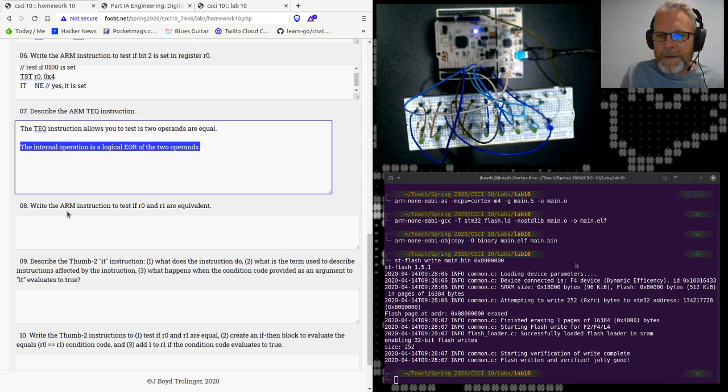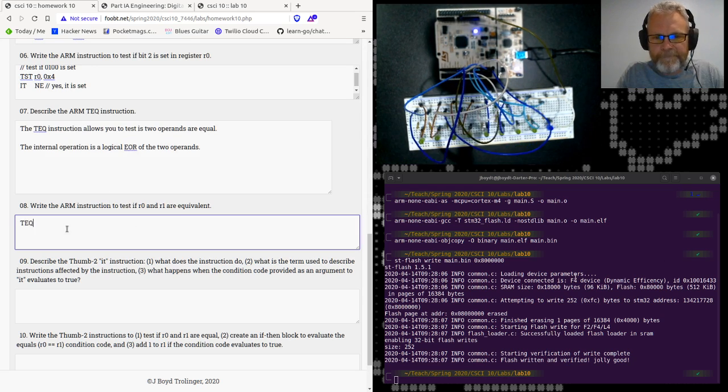Okay, write the ARM instruction to test if R0 and R1 are equivalent. R0, R1, and then you typically follow it up with an if-then and then some conditional instruction.